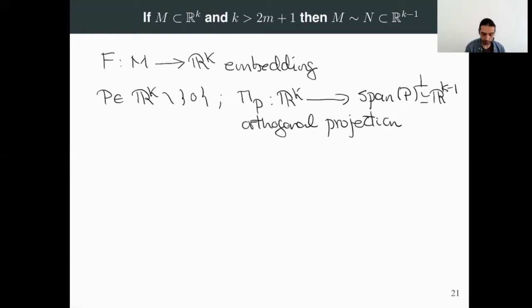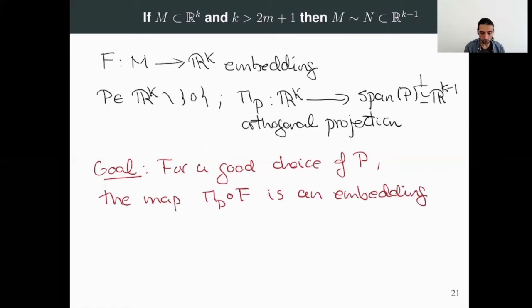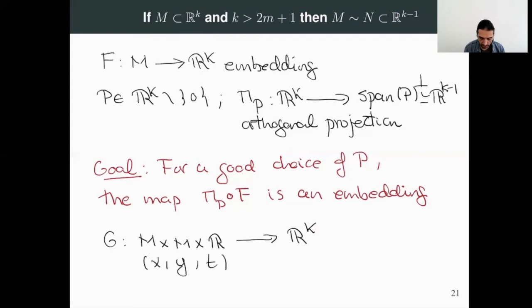So our goal in this proof is showing that for a good choice of p, the map f composed with pi is still an embedding. That's what we want to show. And in order to prove this, we are going to define two auxiliary maps. The first one is the map G, which is defined on M times M times R, and the target space is still R^k. It sends the point (x, y, t) to t times (f(x) minus f(y)).